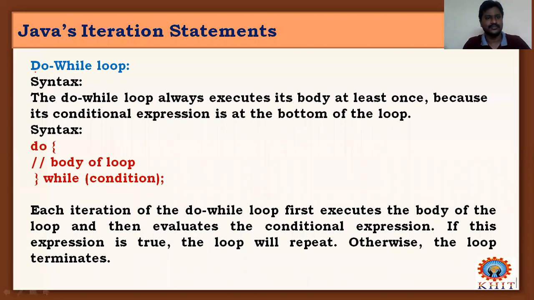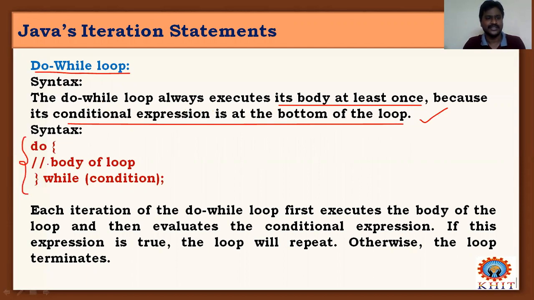Coming to the next loop, do while. Here is the syntax of this do while. This do while always executes its body at least once because its conditional expression is at the bottom of the loop. And we know this loop from C language very well. That is the syntax given: do, body of loop, then while condition here.